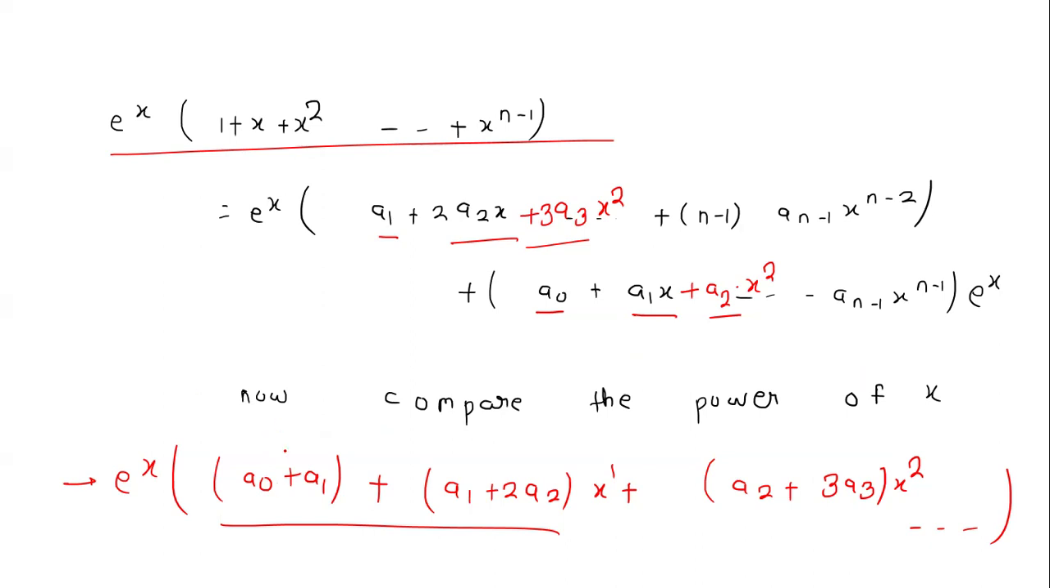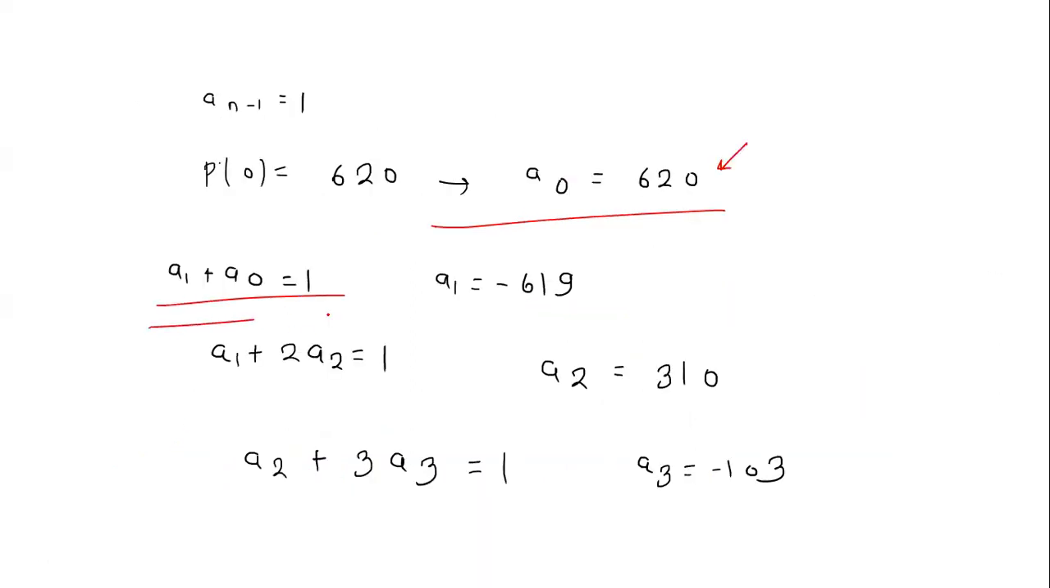Now you can compare like this: a0 plus a1. If you compare, this is equal to 1. So we can make one equation: a1 plus a0 is equal to 1, and from here you can replace this a0 value and you will get this a1 value as minus 6/19, which is this. So now you know the a1 value.